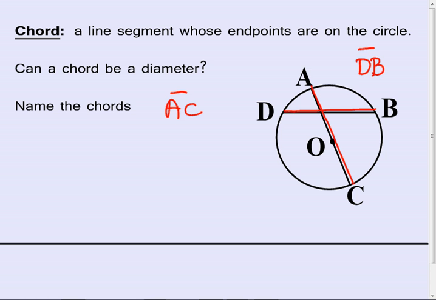No, because it's a circle. It just joins any two points on a circle.